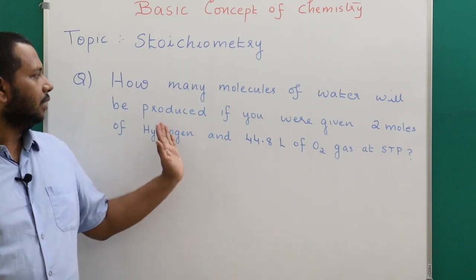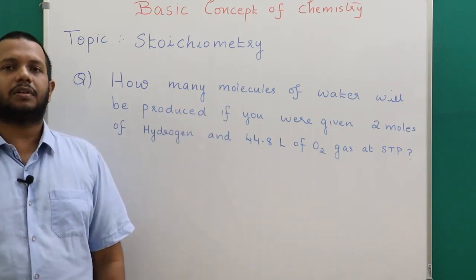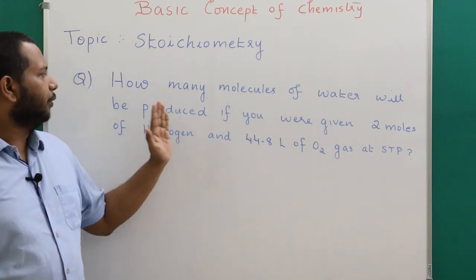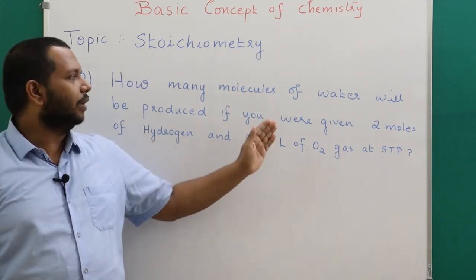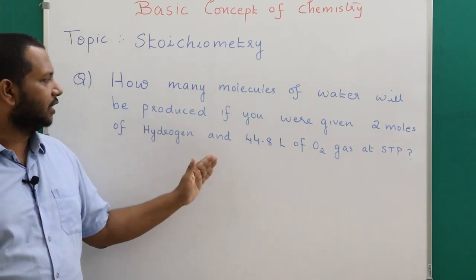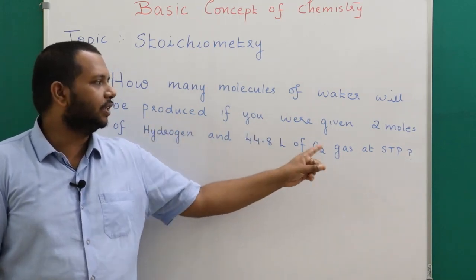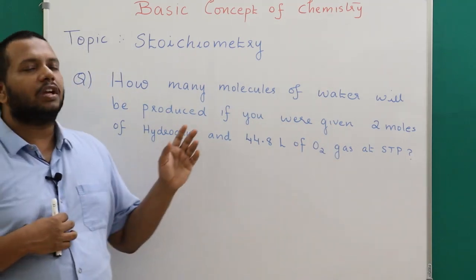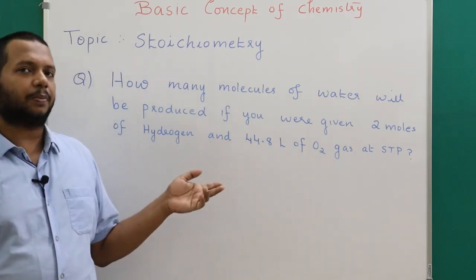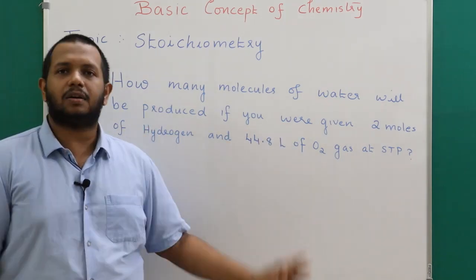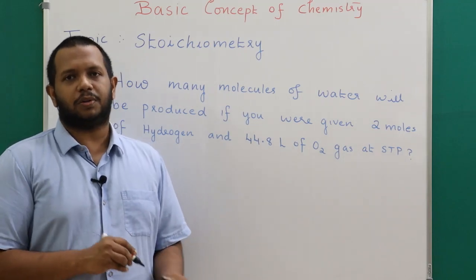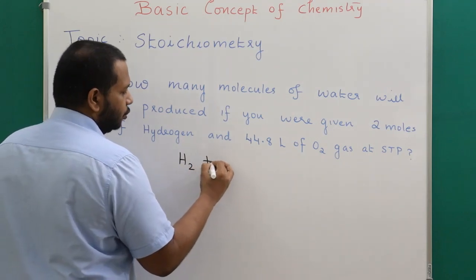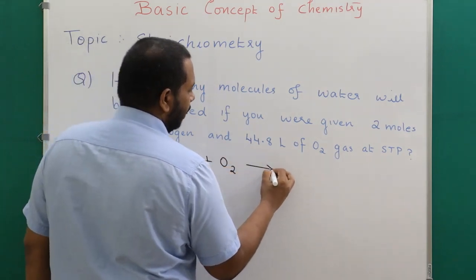Okay, listen here. The question they have asked here is, how many molecules of water will be produced if you were given 2 moles of hydrogen and 44.8 liter of oxygen gas at STP? So what were they talking about? They were talking about the water molecule. From where is it produced? It is produced from hydrogen and oxygen. So first let me write the equation. I know that hydrogen, that is H2, plus O2 gives you H2O.